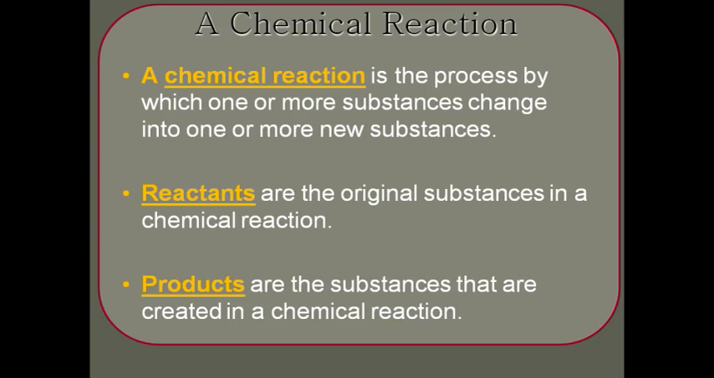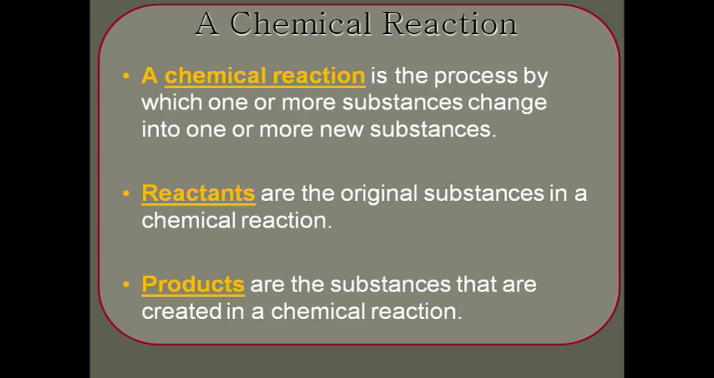Examples of chemical changes that we've talked about: iron rust, milk turns sour, your car engine runs and burns gasoline. So a chemical reaction is the process by which one or more substances change into one or more new substances.